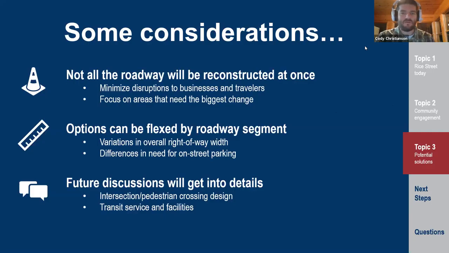And to note too that the options, the concepts that we just went over, we aren't in any way suggesting that one concept can cover the entire corridor. I think we've looked at about 4 different segments of the corridor where the context can vary from being urban, business-centric at the south end, to a couple blocks of suburban residential, to suburban commercial at the north end.